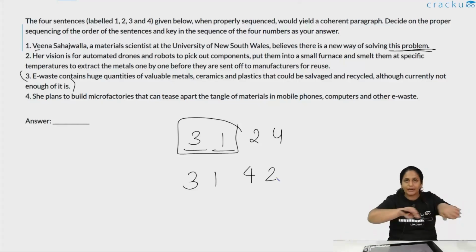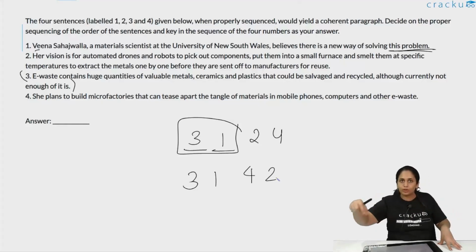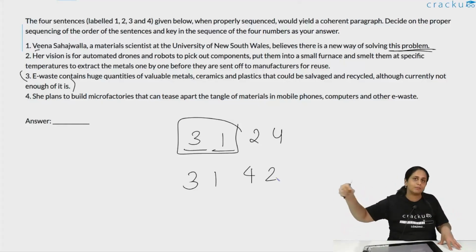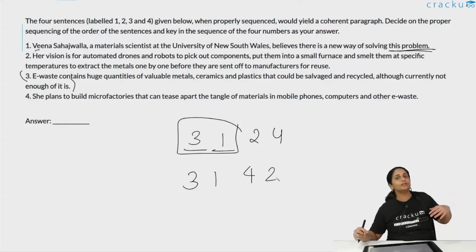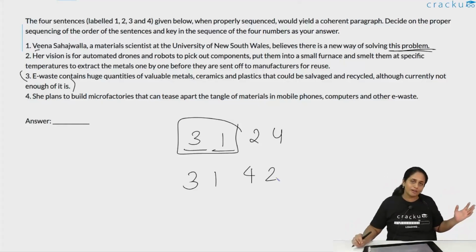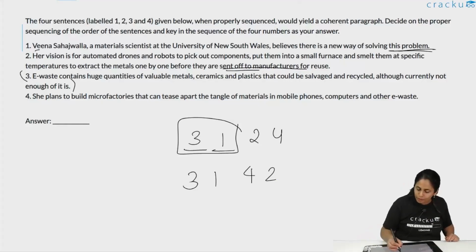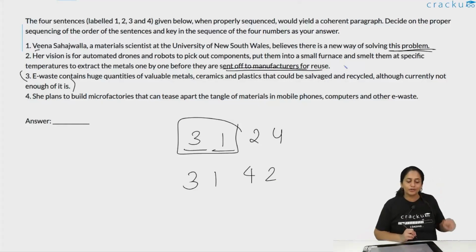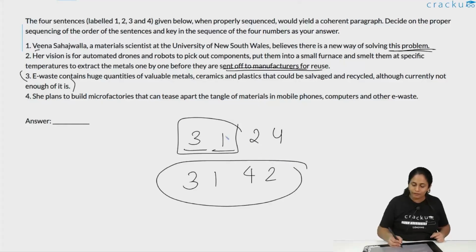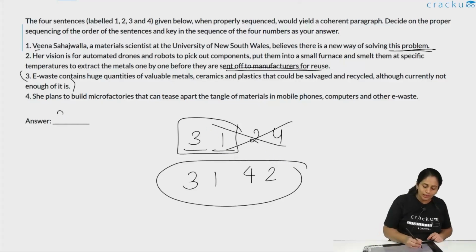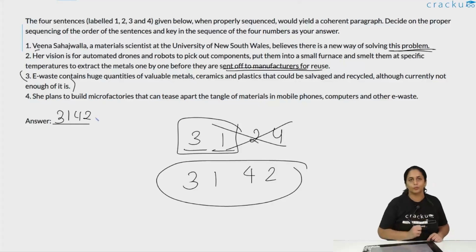You separate the items, then the drones will pick those components and then smelt them at specific temperatures, and it also gives you the very end of the process. The very end of the process is that you ship it off to the manufacturers. This is the biggest clue that you have to use. Sent off to manufacturers for reuse means that's the end of the process. Because it is the end of the process, 2 should come after 4. So the order should be 3, 1, 4, 2 and not 3, 1, 2, 4. So the correct answer is 3, 1, 4, 2.